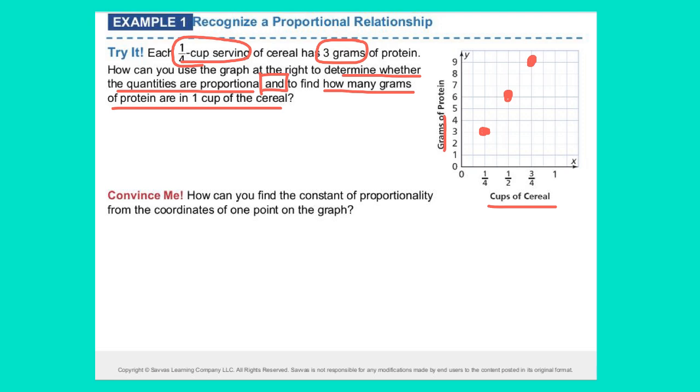I'm just skip counting. We're going to add another 1/4 and another 3 grams. And now I'm going to say, connect the dots. And I think we have enough information to answer the first question. Is it proportional? Well, there's 2 things for us to check. Is it straight? Could I use a ruler? Does it pass through the origin?